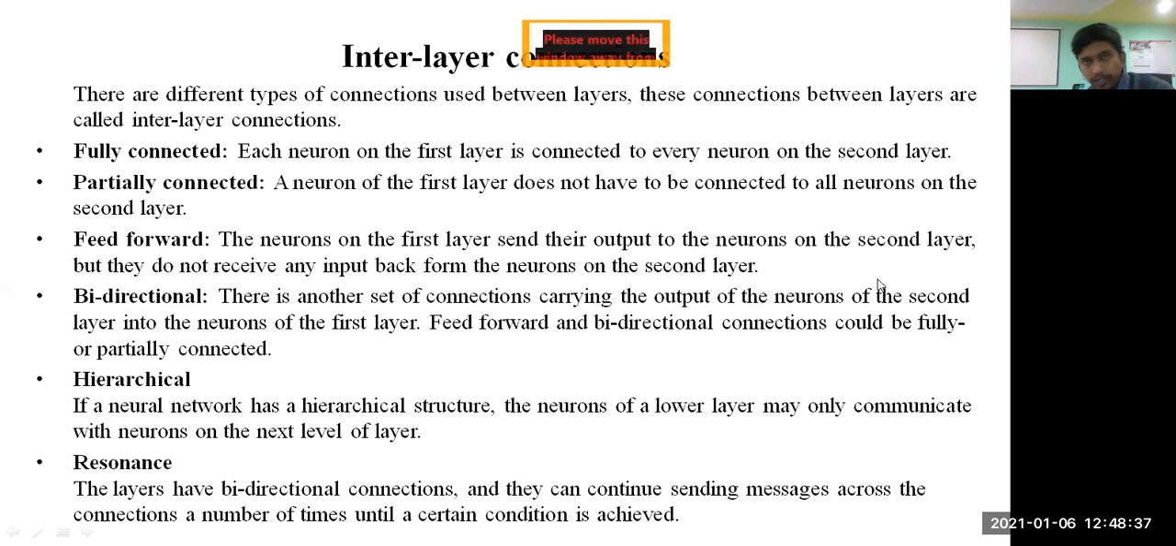The next one is resonance. The layers have bidirectional connections, and they can continue sending messages across the connections a number of times until a certain condition is achieved. So here there are no limitations. It can communicate with a number of connections, and thus an output can be obtained.